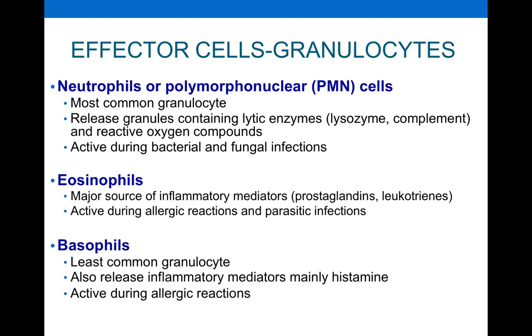Okay, let's move on to the second granulocyte, which is your eosinophil. Your eosinophil is the major source of inflammatory mediators, such as your prostaglandins and leukotrienes. The eosinophils are active during allergic reactions, parasitic infections, as well as helminthic type of infections. And lastly, your basophils. This is the least common granulocyte. They also release inflammatory mediators just like your eosinophils, and the basophils are actually active during allergic reactions. Okay?